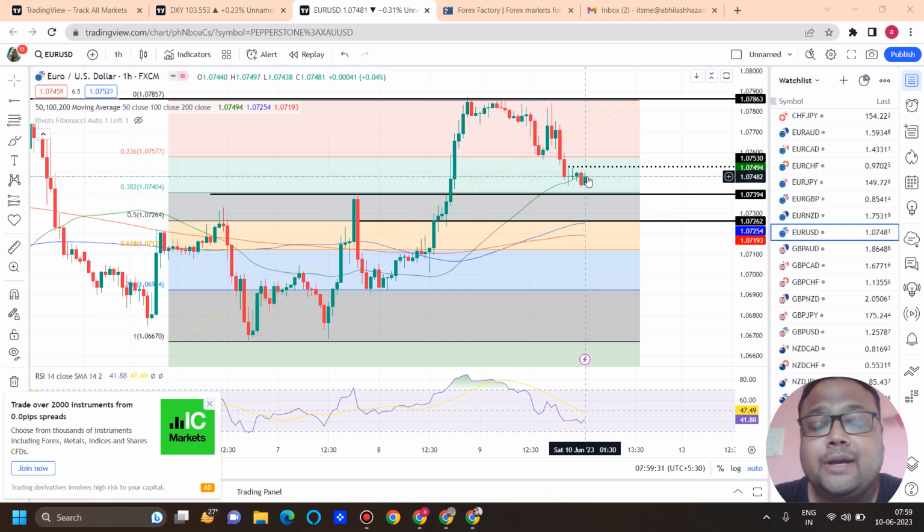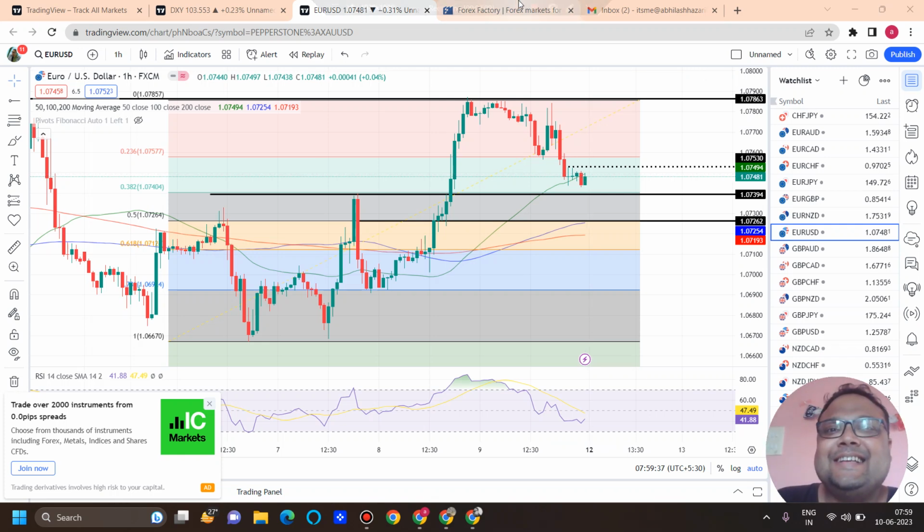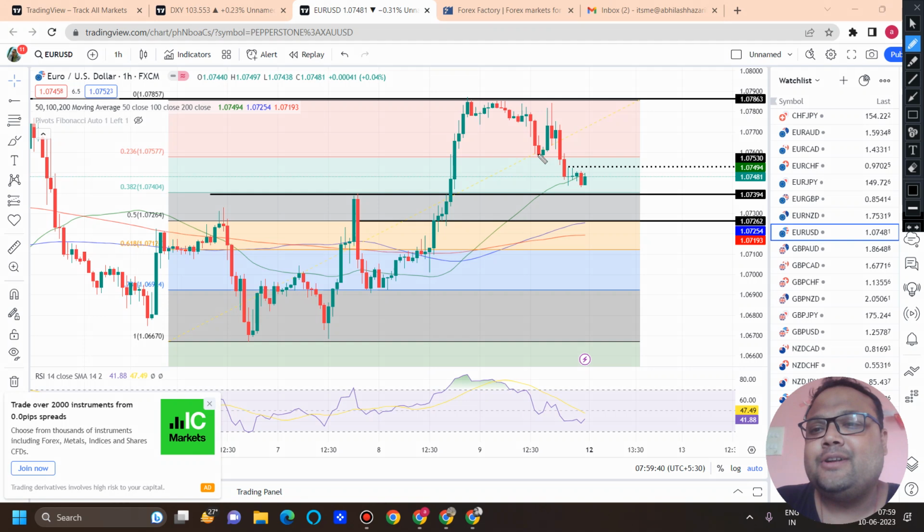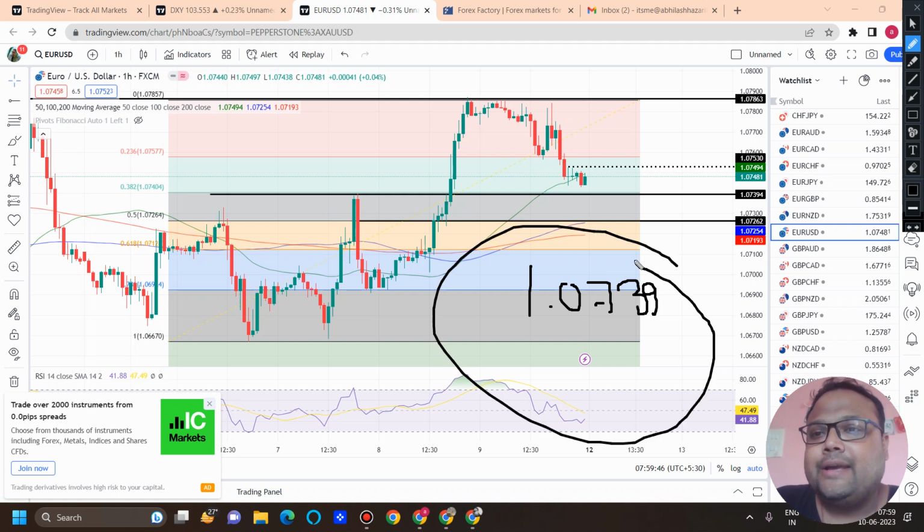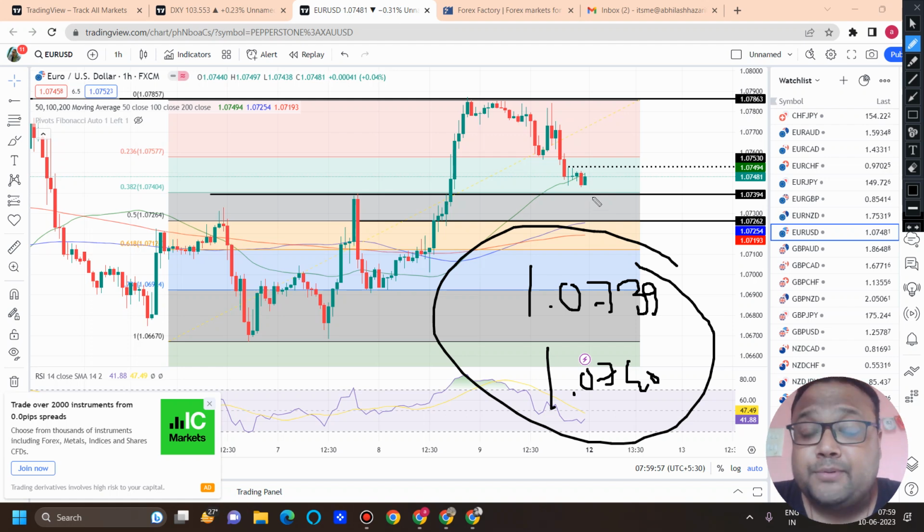This is the last traded price of Euro dollar. So what are the trading possibilities then? Opportunities. The first trading opportunity that I see on the chart of Euro dollar is around 1.0739. You can see here that this level of 1.0739, 1.0740 is very near to the last traded price, almost 9 to 10 pips only. So this is an immediate support on the chart of Euro USD.